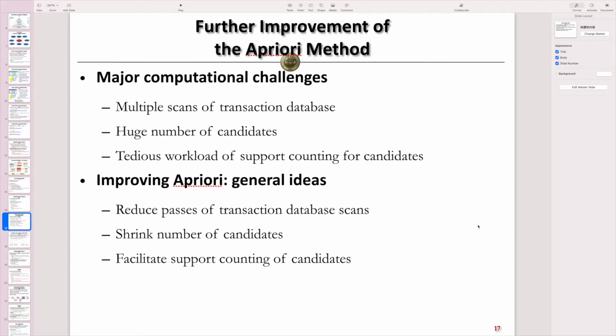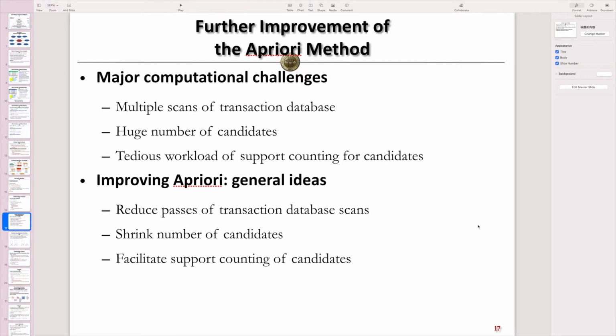So make sure you can follow me on the algorithm, and also make sure you understand it very well, and try to use it to mine some frequent patterns with some examples on paper after class. In this page, we want to describe some potential improvements of this algorithm, because according to the previous description, you will find this algorithm also contains some challenges or weaknesses. So in this page, we will show you several major computational challenges with the Apriori method.